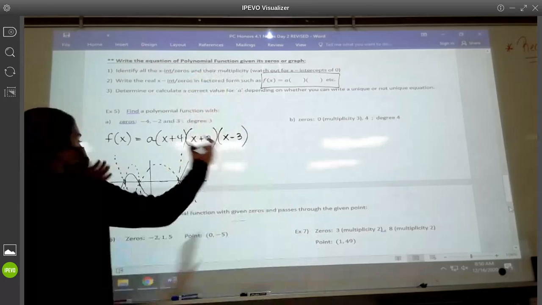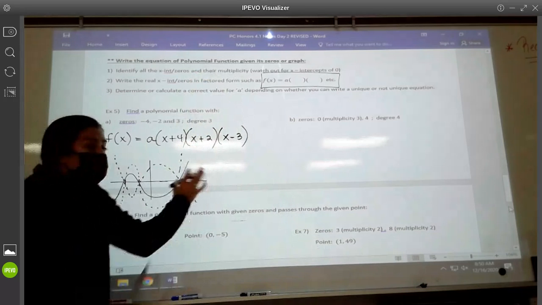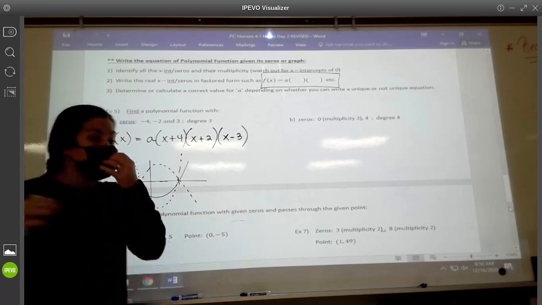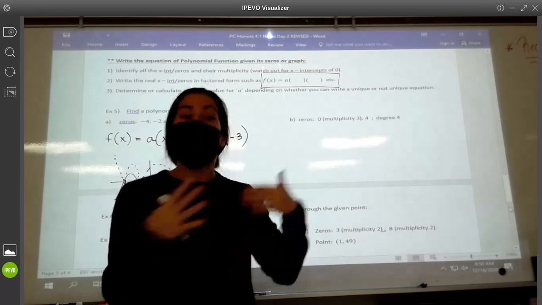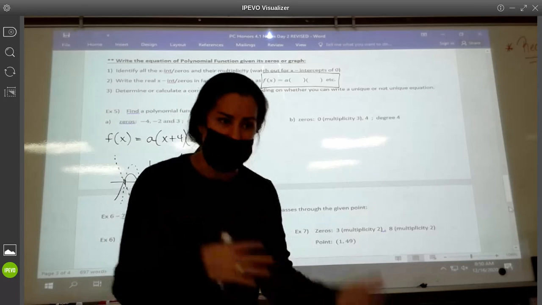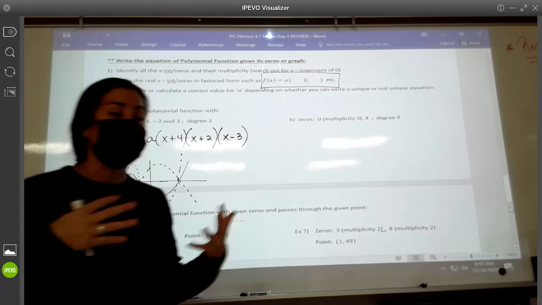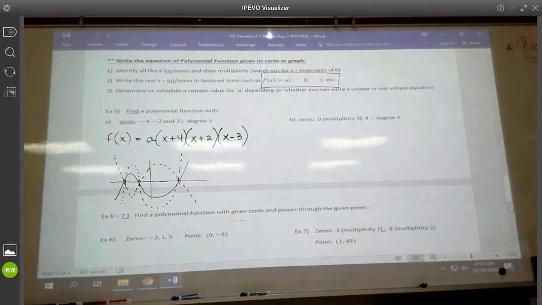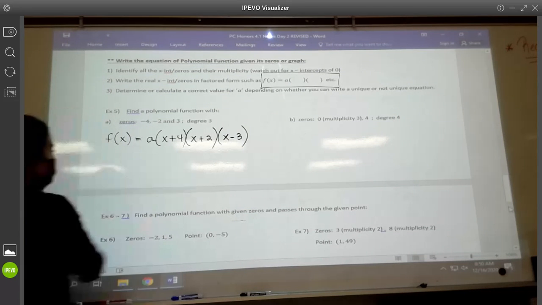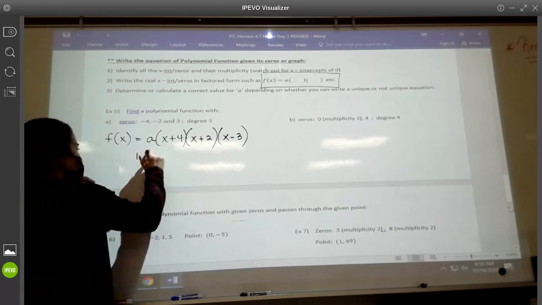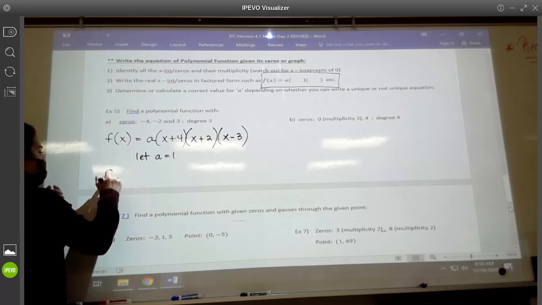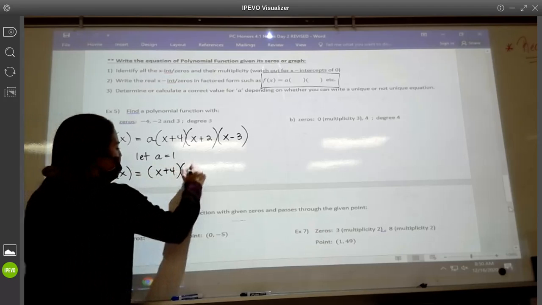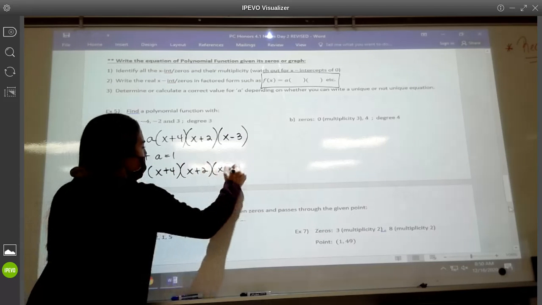Now, if you are looking at the graph and all you can see are the x-intercepts, but if you saw that it was up on the left and down on the right, well, then you'd have to at least let a be a -1 so that the sign matches the end behavior of the graph. But if they're going to allow you to pick it, please pick 1, okay? All right, so now all you have to do is say that you're going to let a equal 1. And then it becomes f of x equals x plus 4 times x plus 2 times x minus 3.